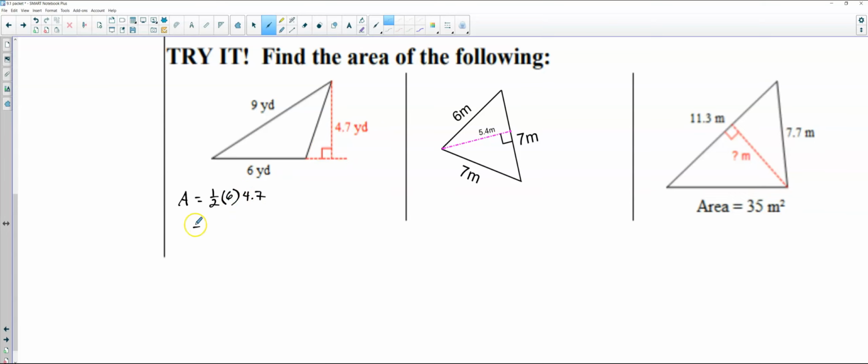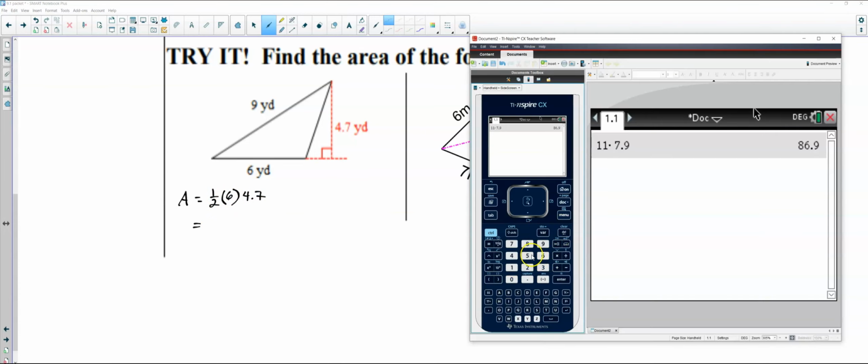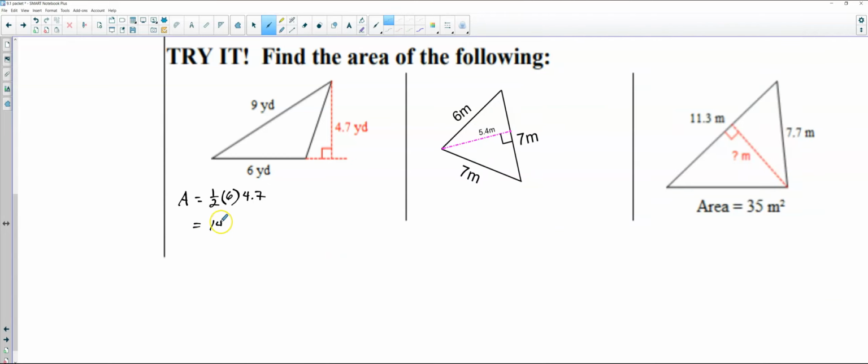Basically, all I have to do is half of 6 is 3. You could solve it by hand, or you could just put it in a calculator. So it'll be 3 times 4.7, or 4 7/10. I could go to the calculator and say, half of 6 is 3, 3 times 4.7, and it's 14 1/10. So the area is 14 1/10 square yards. And that would be the area of this triangle. See how simple? Take a look at this one.